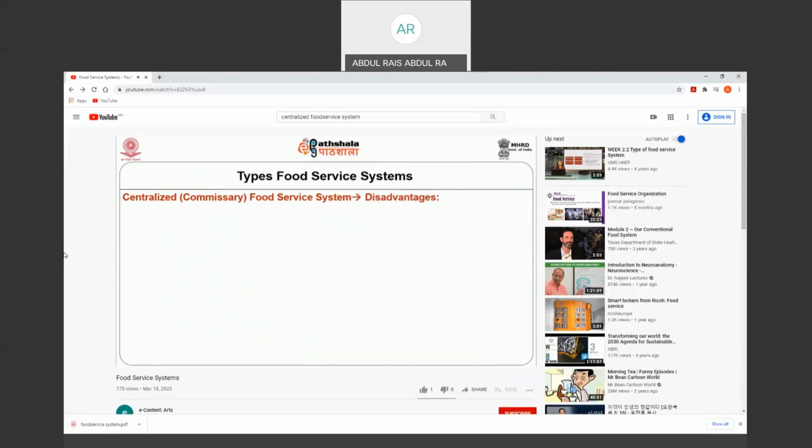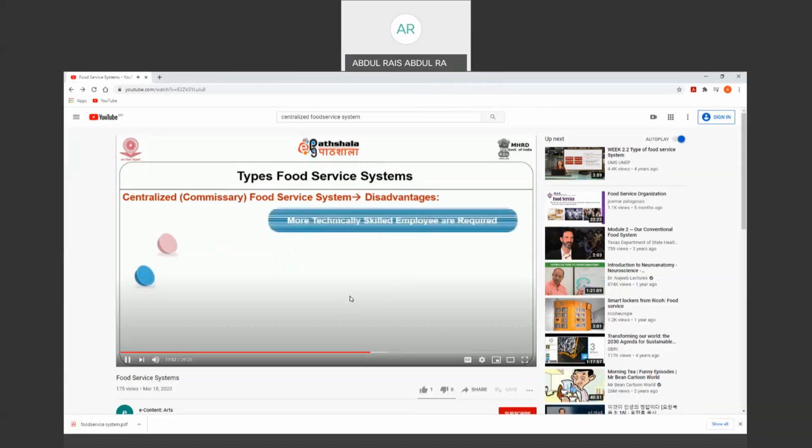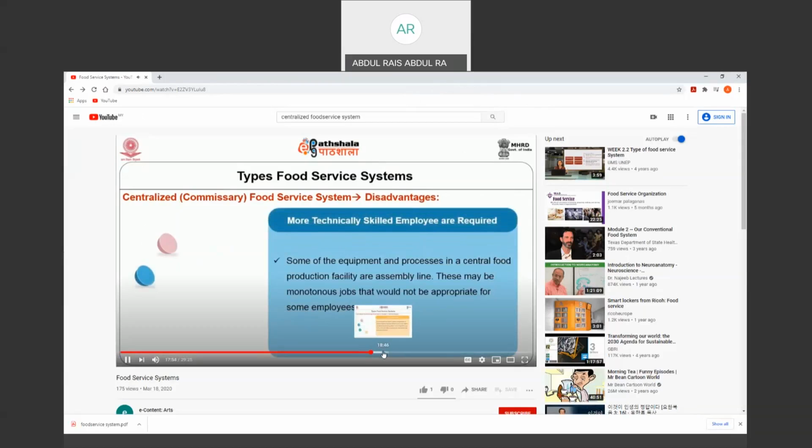There are several possible disadvantages in this kind of food service system. The first one being high initial capital investment for building and equipment. The initial cost of building and equipping a central production facility may be very high. Issues such as payback period and growth capabilities need to be considered since the investment may be advantageous over the long term. The next disadvantage is that technically skilled employees are required.